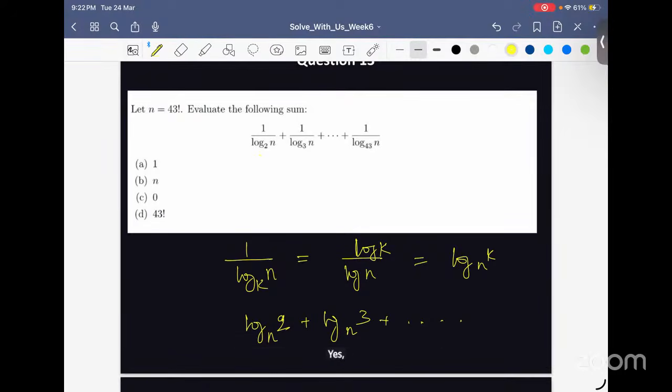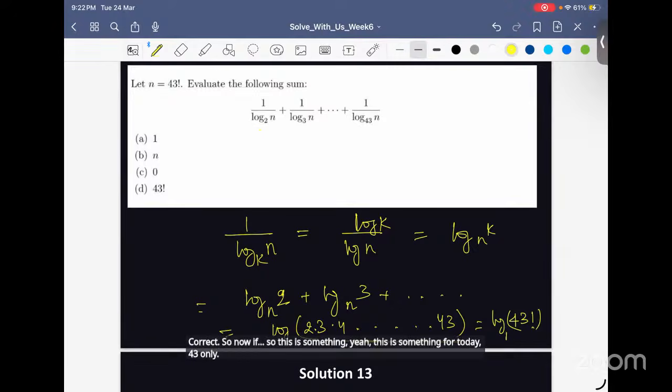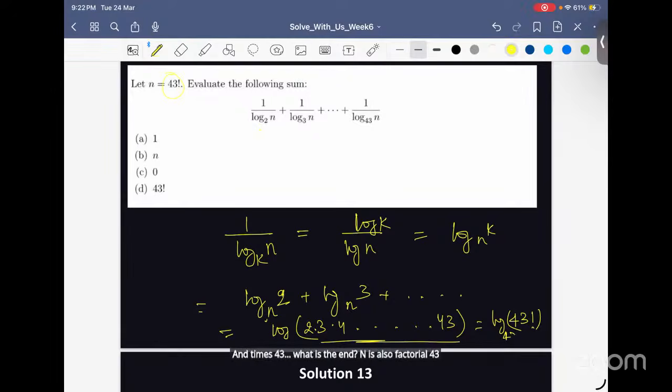Yes, sir. Now, so now, what should I do? So now, can we do it like 2 into 3 into 4 till 43? This is an addition, right? Can we do it like this? In the multiplication, correct? So now, if this is factorial 43, something, yeah, this is something for total 43 only. And what is the n? n is also factorial 43 only. So we'll be left with 1.